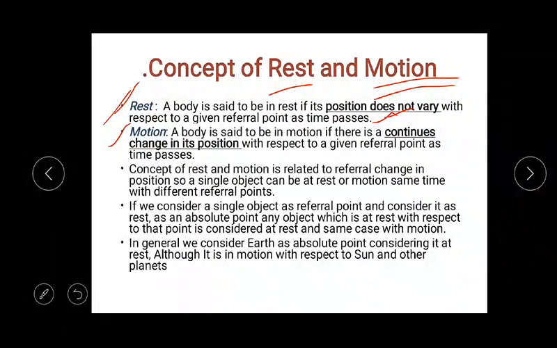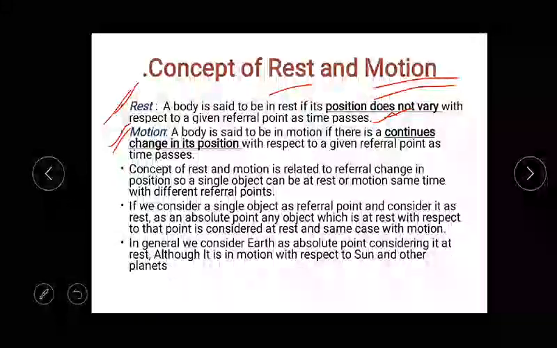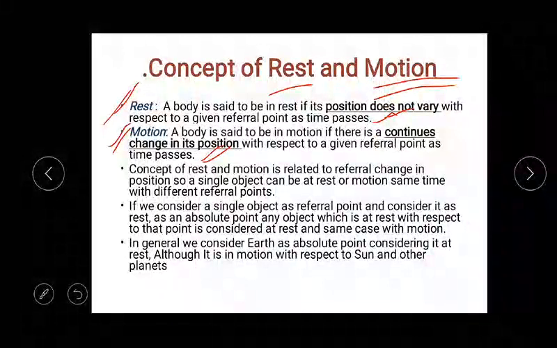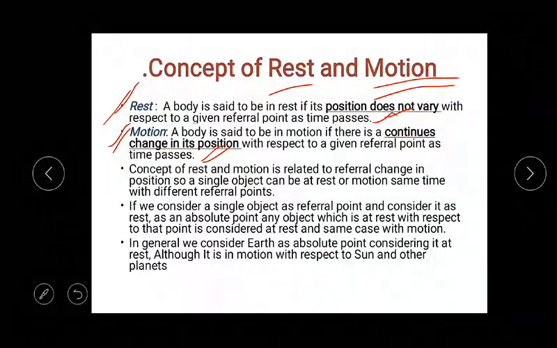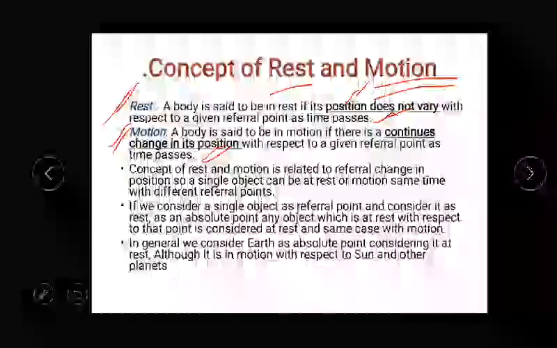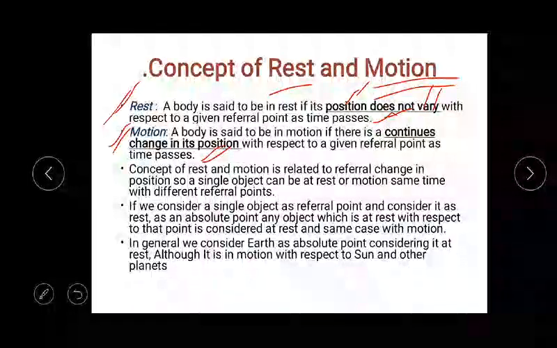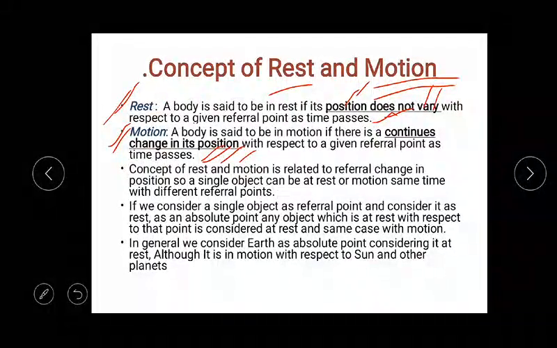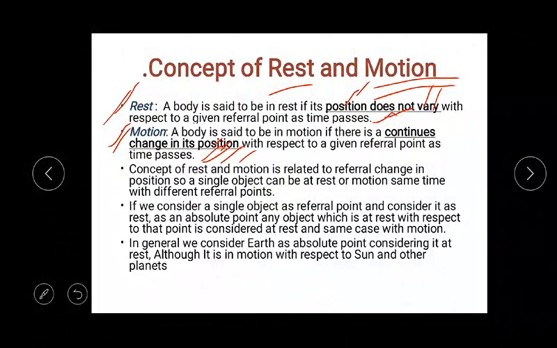And for motion we can say that a body is said to be in motion if there is continuous change in its position with respect to a given referral point as time passes. So clear? From the previous example we can say that a body is at rest if its position is not varying with respect to a given referral point as time is passing by, while in case of motion, the position is changing continuously with respect to a given referral point as time passes by.